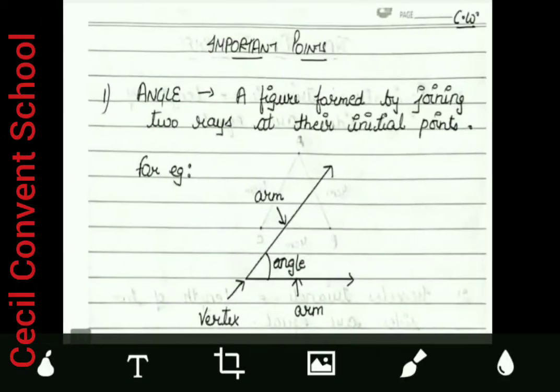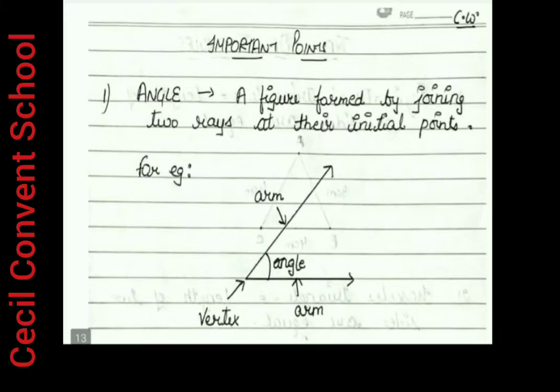What are angles? These are the important points which you have to write down in your maths copy. Clear? The first point which you have to write down is angle. What is an angle? A figure formed by joining two rays. I have shown you the figure also, that two lines are coming, and these two lines are called rays. When two rays are joined at the initial point, it is called an angle.